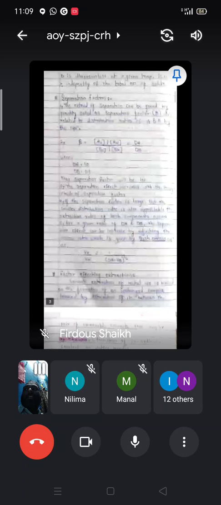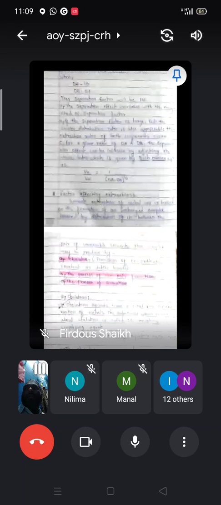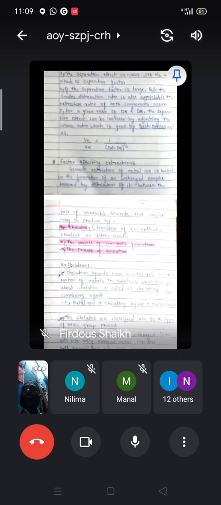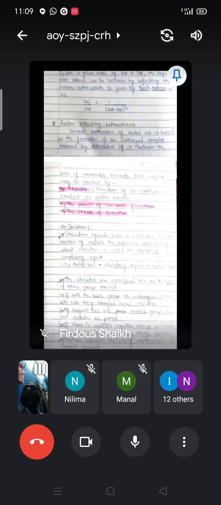Factors affecting extraction: what is chelation? There may be an MCQ based on the chelate. Then we have seen the process of ion formation, and then the process of solvation.